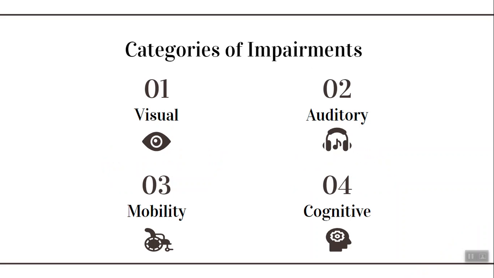Now, let's look at the four main impairment categories and how they affect the learner. Visual impairments may range from complete blindness to only being able to read large text to color blindness. Those with auditory impairments may be completely deaf, or just simply have trouble hearing over background noises. Those with mobility impairments may have difficulty using the keyboard, mouse, or both. Those with cognitive impairments may have difficulty in processing and understanding information.